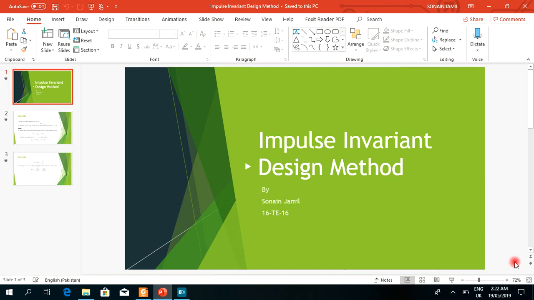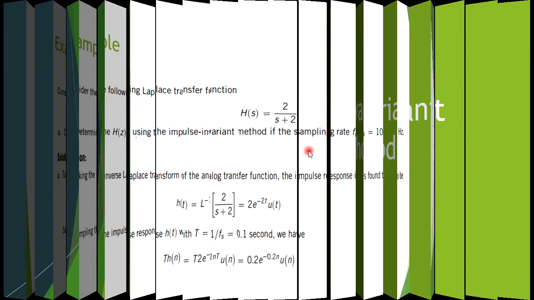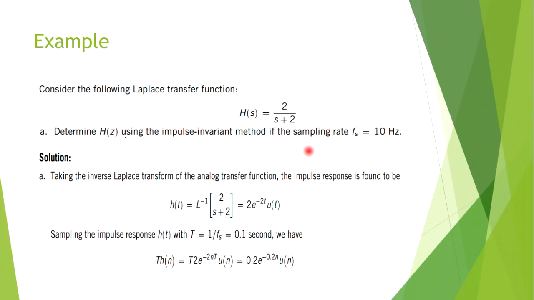This is the example. We are asked to consider the following Laplace transform. We are given the Laplace transform. Determine H of z using the impulse invariant method, where the sampling rate is given, which is 10. So first of all, we will have to take the inverse Laplace transform.